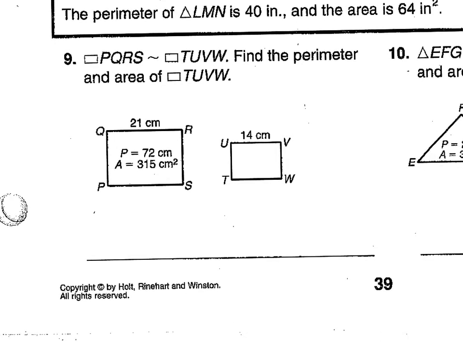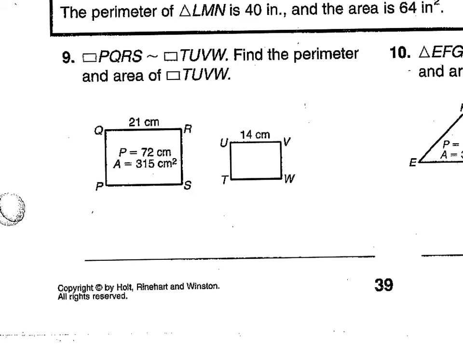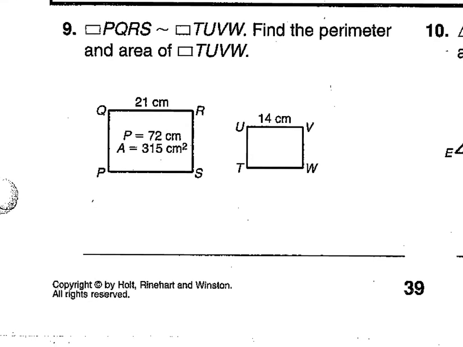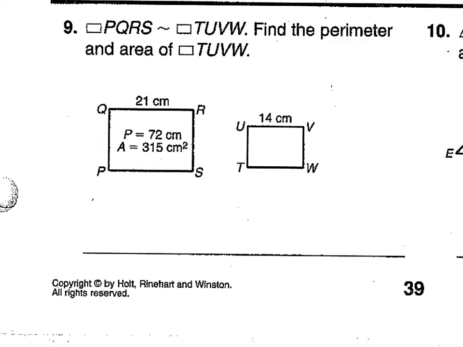So in number 9, we have to find the perimeter and the area. So we're going to do one at a time. Okay, so let's do the perimeter. Well, we know the similarity ratio is 21 to 14. As you reduce, by 7 is 3, by 7 is 2. So the similarity ratio is 3 over 2.